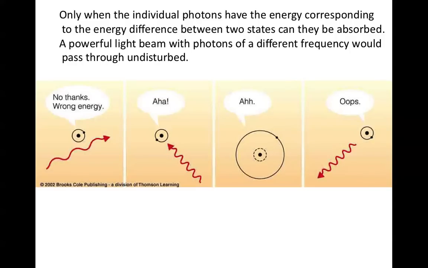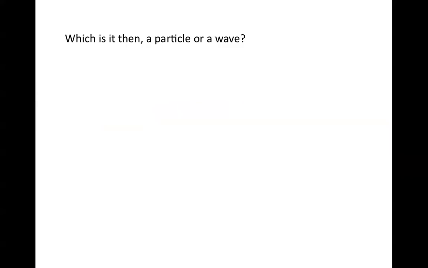Only when the individual photons have exactly the right energy can they make this transition. A powerful light beam with photons of a different frequency would pass through undisturbed. So when you're the wrong energy, right through you go. But when you're the right energy, you get absorbed. So which is it then, a particle or a wave? Well, it really depends. It's both.